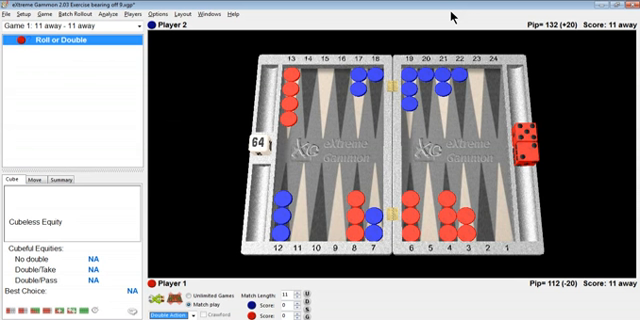Here we have a very typical position. Red is on roll. He's up 20 pips. Should he double? If he doubles, should Blue take or drop?